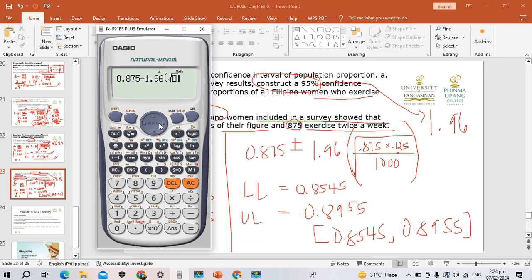Radical first, then go inside. Inside, press the fraction: 0.875 times, or you can use parentheses, times 0.125. The denominator is 1,000. Then close it. My answer here is 85.45, which is correct. So 85.45 is the answer in decimal places.